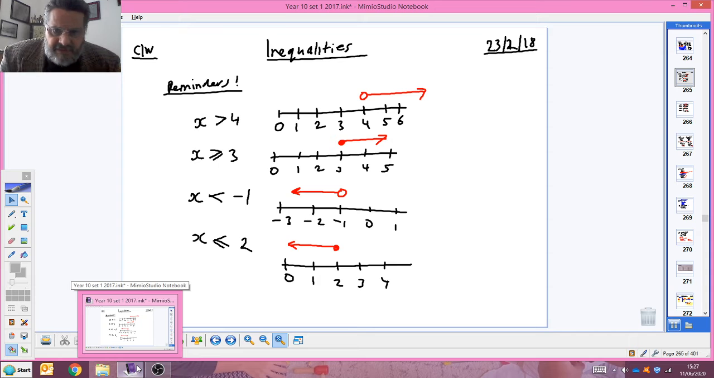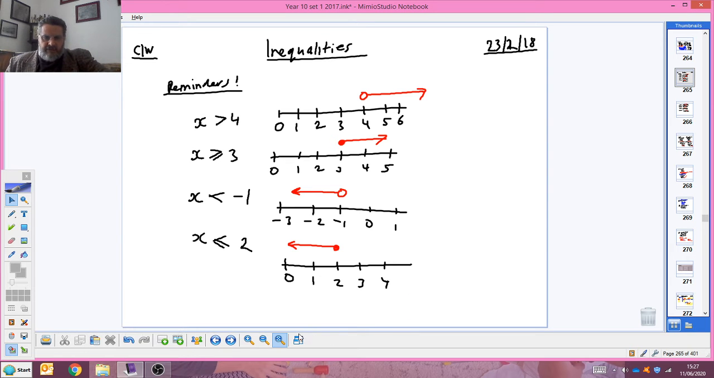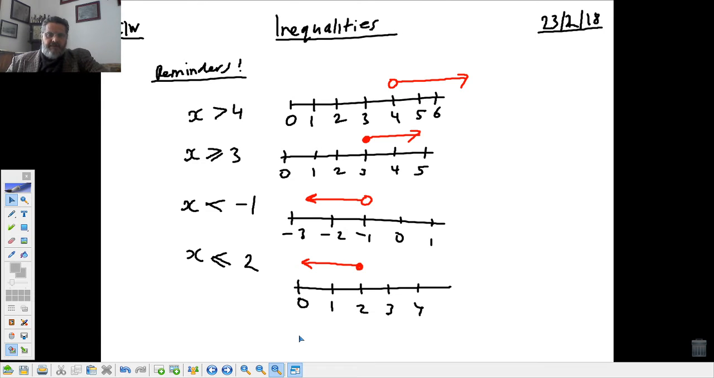Okay, this is what we did a second ago. Let's go large on that, right? So number lines: greater than 4, greater than or equal to 3, less than -1, less than or equal to 2. Take note of what I said here.